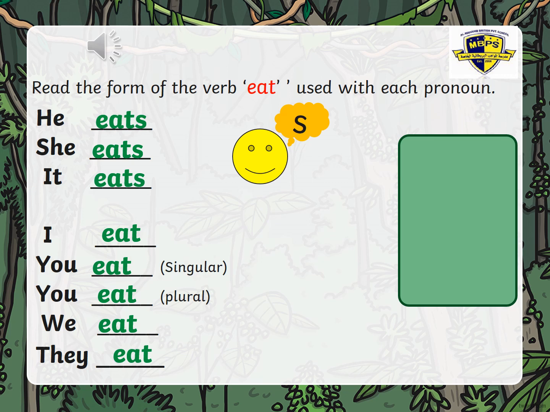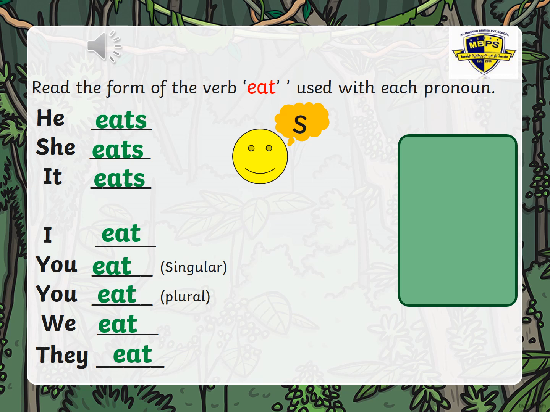Is it she eat, or she eats? Excellent, KG2. She eats. There is an S at the end. Look at the next one. It. Again, it is same like he and she. We add an S at the end of the verb. It eats. Like when I say, the dog is hungry. It eats the bone. I do not say it eat. It eats.